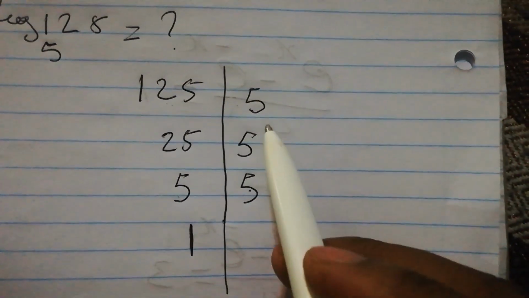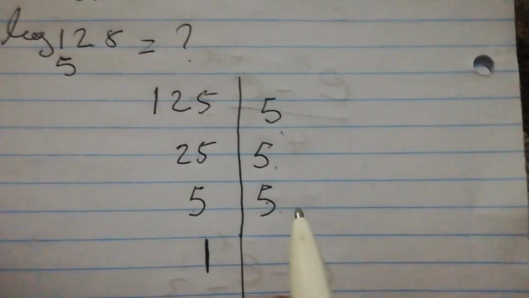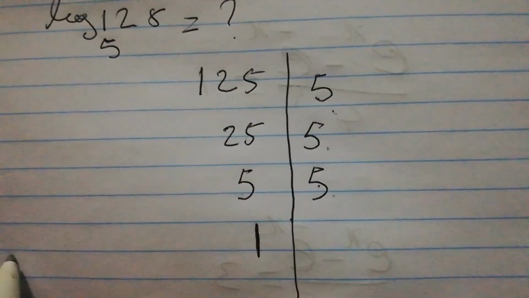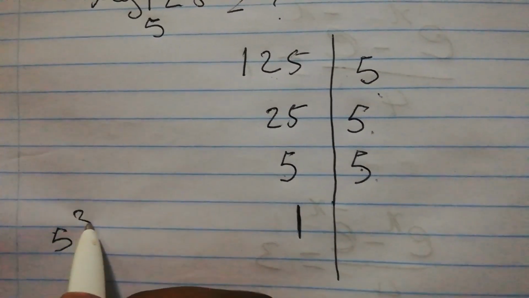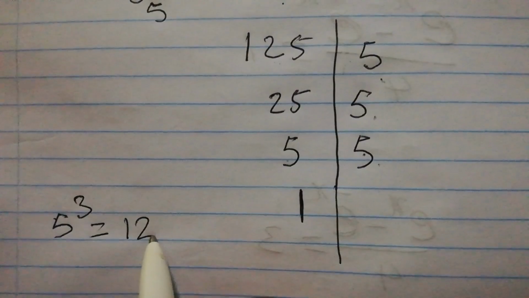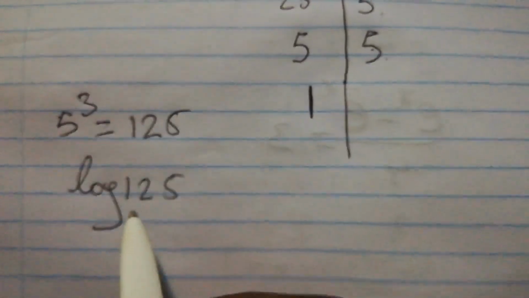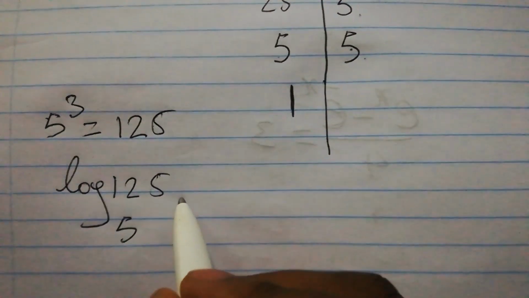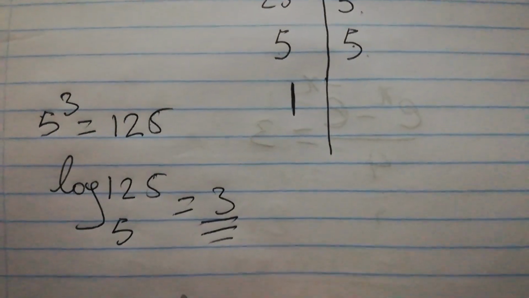So now we count 1, 2, 3. So basically we have 5 to the power of 3 is equal to 125. Now our answer comes: log of 125 in base 5 is equal to 3. So this is what you're looking for.